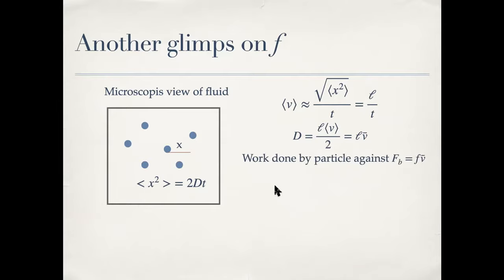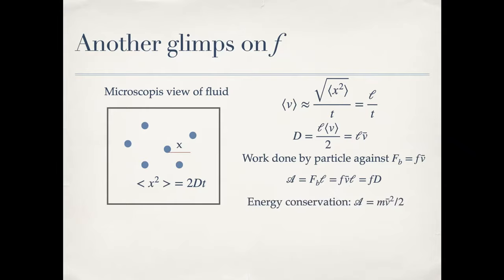And now, if the particle moves, on average, with the velocity V bar, therefore the force acting on this particle, this Stokes force, is the coefficient F times V bar. Then I can calculate the work done by this force on a particle which moves the distance L. Work is a force times a distance, so the work is F V bar times L. So when I do this multiplication, I find out that this work is equal to F times the diffusion coefficient.